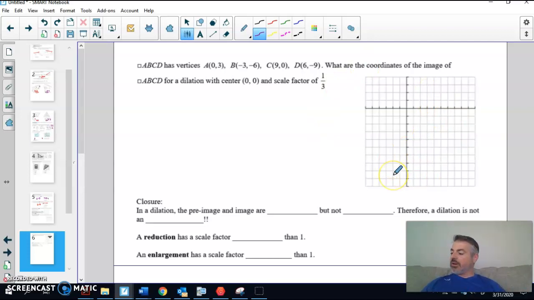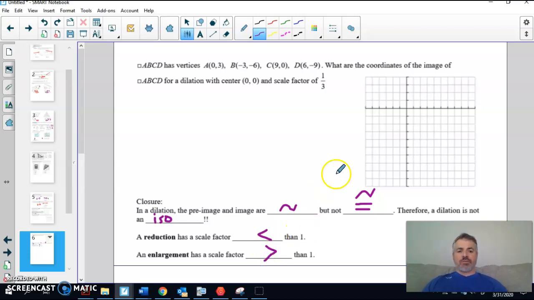Down here's a closure question. It asks, in a dilation, the pre-image and image are similar. Remember, they're similar with a scale factor, but they are totally not congruent. Therefore, a dilation is not an isometry. Remember that a reduction is going to have a scale factor that is less than 1, and an enlargement is going to have a scale factor that's greater than 1.